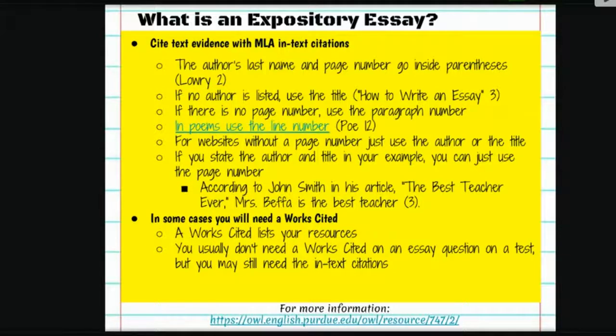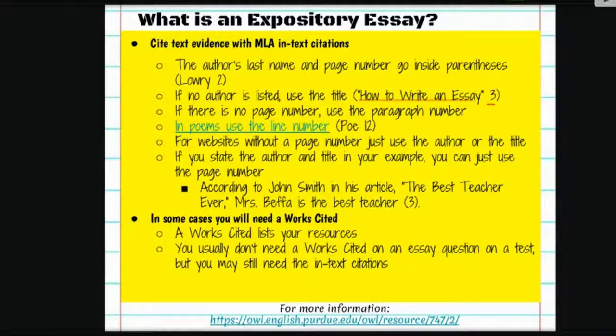There may be instances where there's no author listed. In that case, you're going to use the title. And then if you have a page number, you'll just do the title and the page number. Again, you're going to have this in parentheses after the evidence that you cited. If there's no page number, then you're going to use a paragraph number if possible.